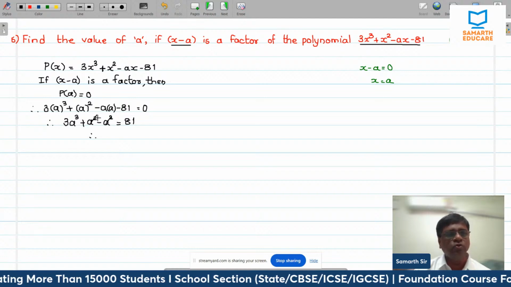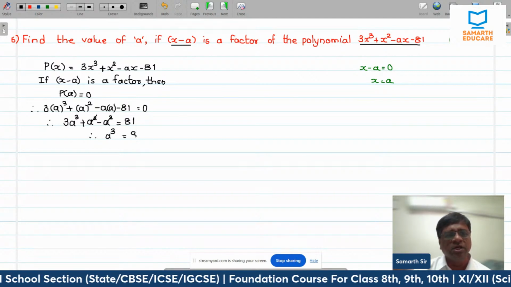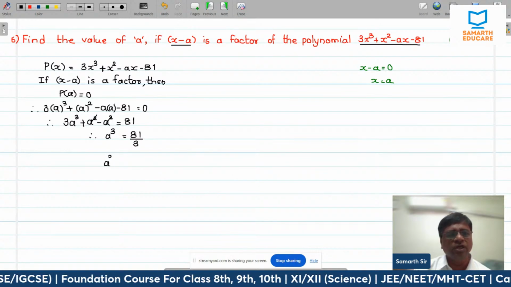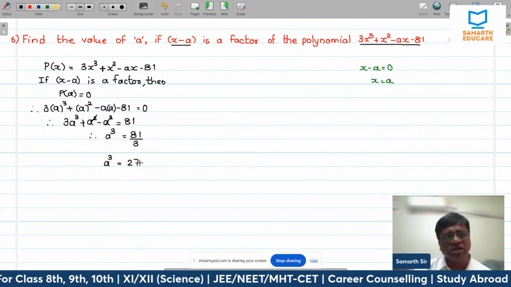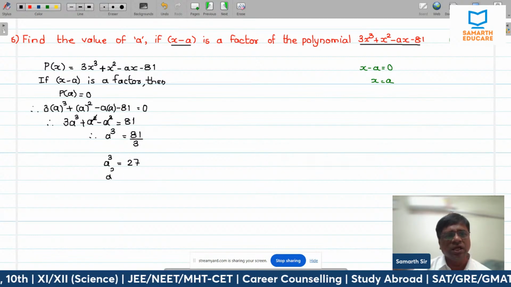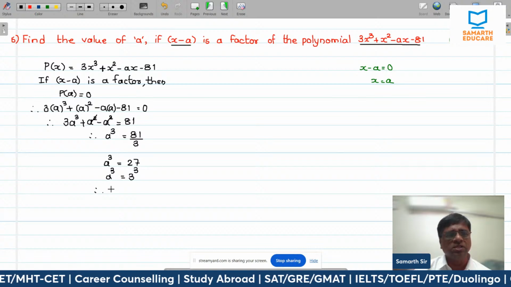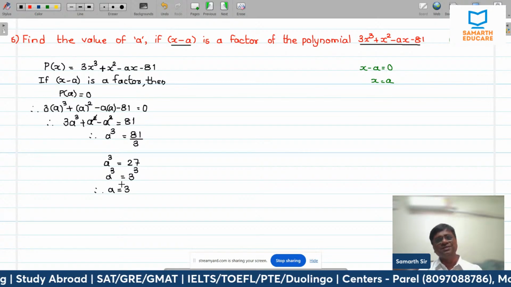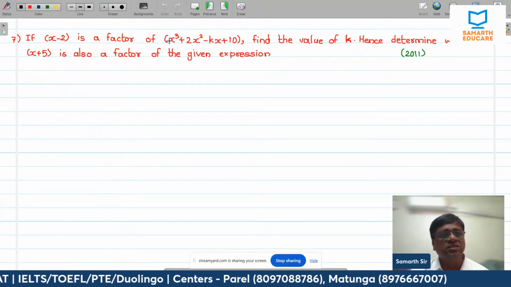I have 3a cube is equal to 81, so I'll divide both sides by 3. That becomes 81 upon 3, right? So the value of a cube is, 3 2s are 6 and 3 7s are 21, so a cube is 27, which is nothing but 3 cube. So if the base power is the same, the base will be equal. That means the value of a is 3, right? This question you get for 3 marks.